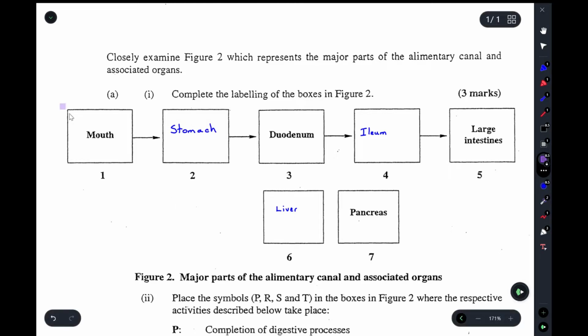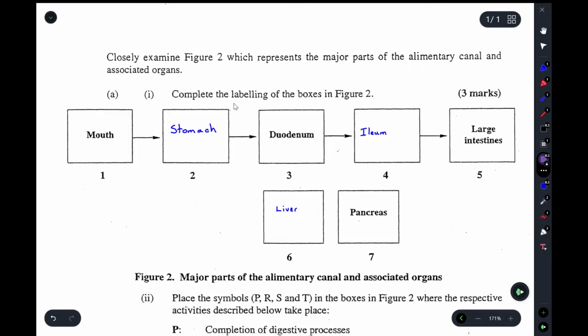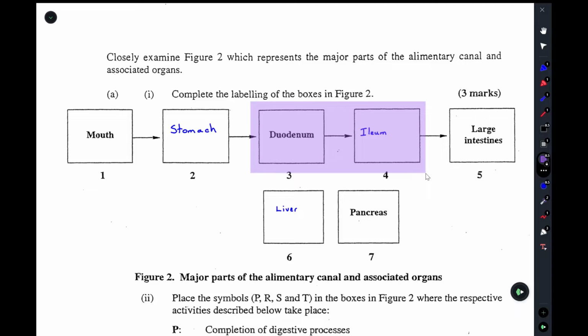Okay, now these are the major parts of the alimentary canal. Right? So the missing components would have been the stomach and the ileum. At times, you will see the stomach, the duodenum, and the ileum combined and labeled as the small intestine. Right? These are the major components of the small intestine. We also have the jejunum, which is not often mentioned in exams anymore.